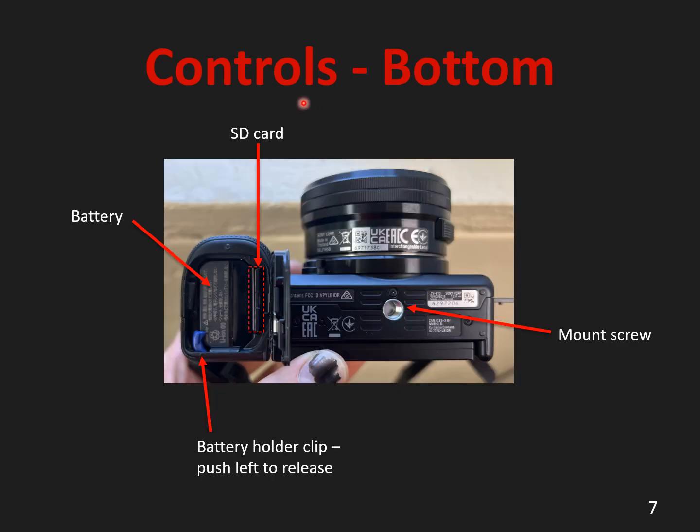Next are the controls on the bottom. This little blue clip acts as the battery holder. You push it left to release and the battery just pops right out. This is your battery. Your SD card is kind of hard to see, but it's tucked away in there. This door will just pop open. There's a small little thing that you push. Pretty intuitive. And then lastly is your mount screw, and this is so you can hook it up to any type of tripod or gimbal.